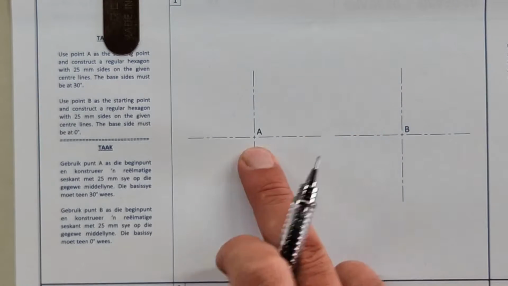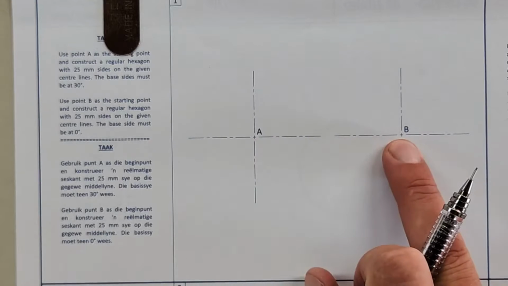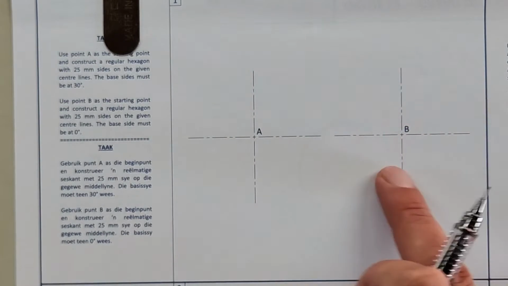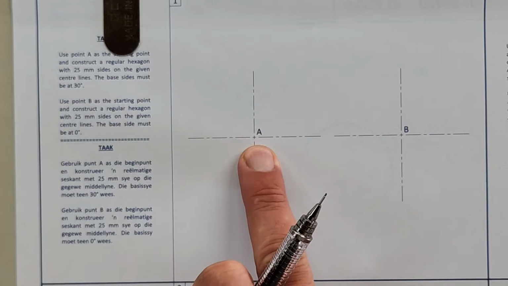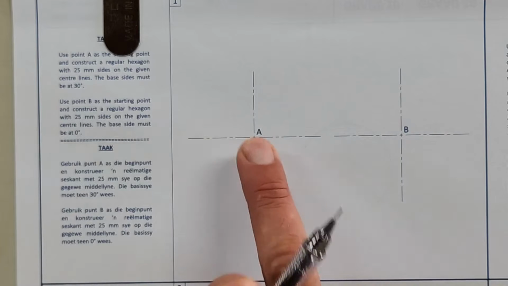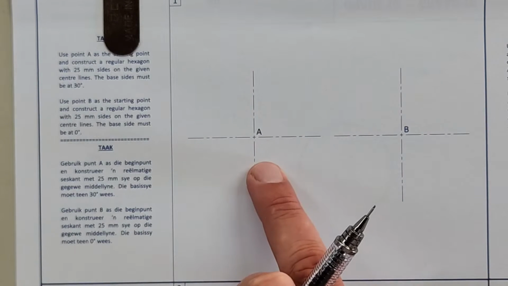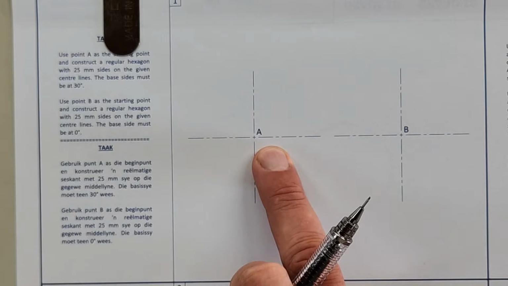So they've given us 2 points, these are the 2 starting points. Starting point A for its own hexagon, B for its own hexagon. But what are they asking? Point A is a starting point, and construct a regular hexagon with 25 millimeter sides. So all sides are equal, 25 millimeters. On the given center lines, the base sides must be at 30 degrees.